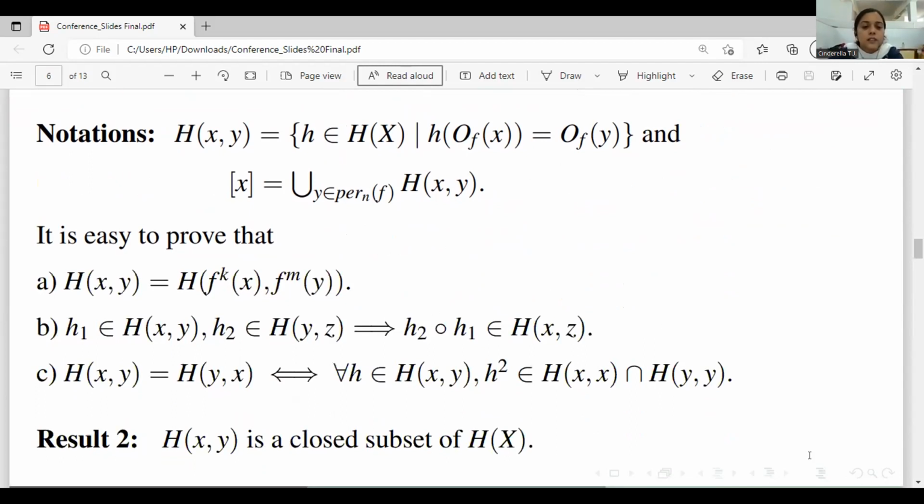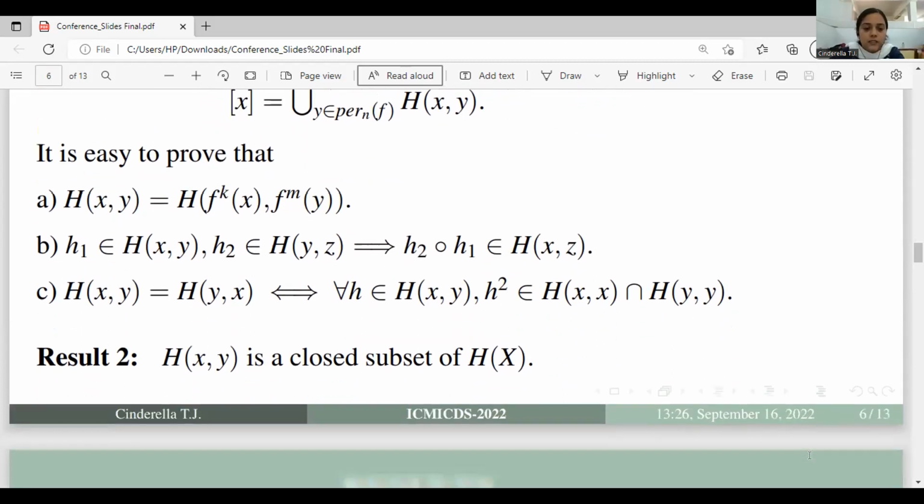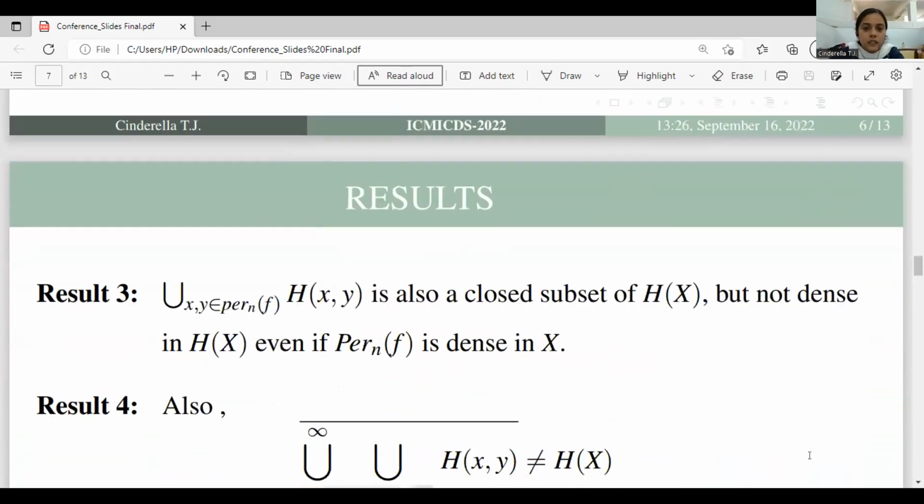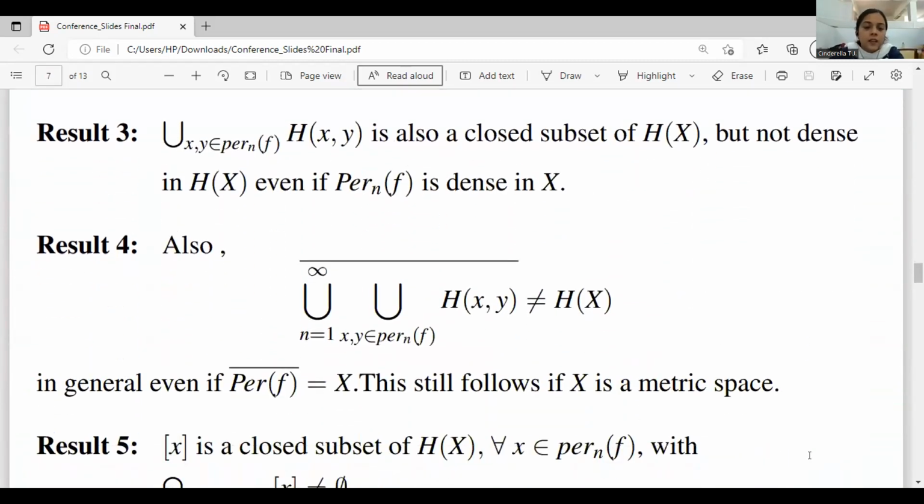Now moving to result 2, which is about H of xy, and it is a closed subset of H of x. Now result 3: for a fixed n, what if the set per n of f, that is the set of n periodic points, is dense in X? Then the corresponding set which we can think of as dense in H of x is the union of H of xy. And we found that it is not dense in H of x, but it is a closed subset of H of x.